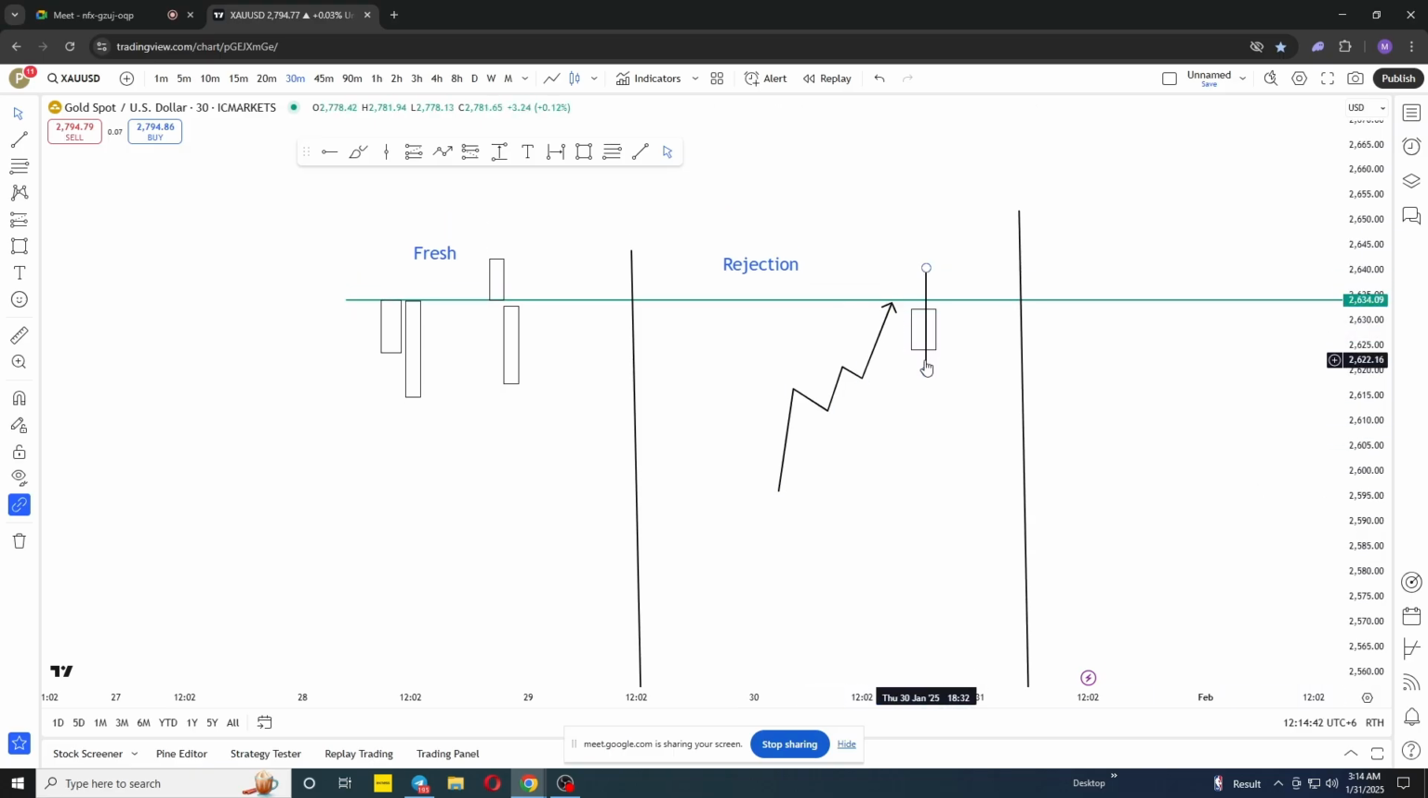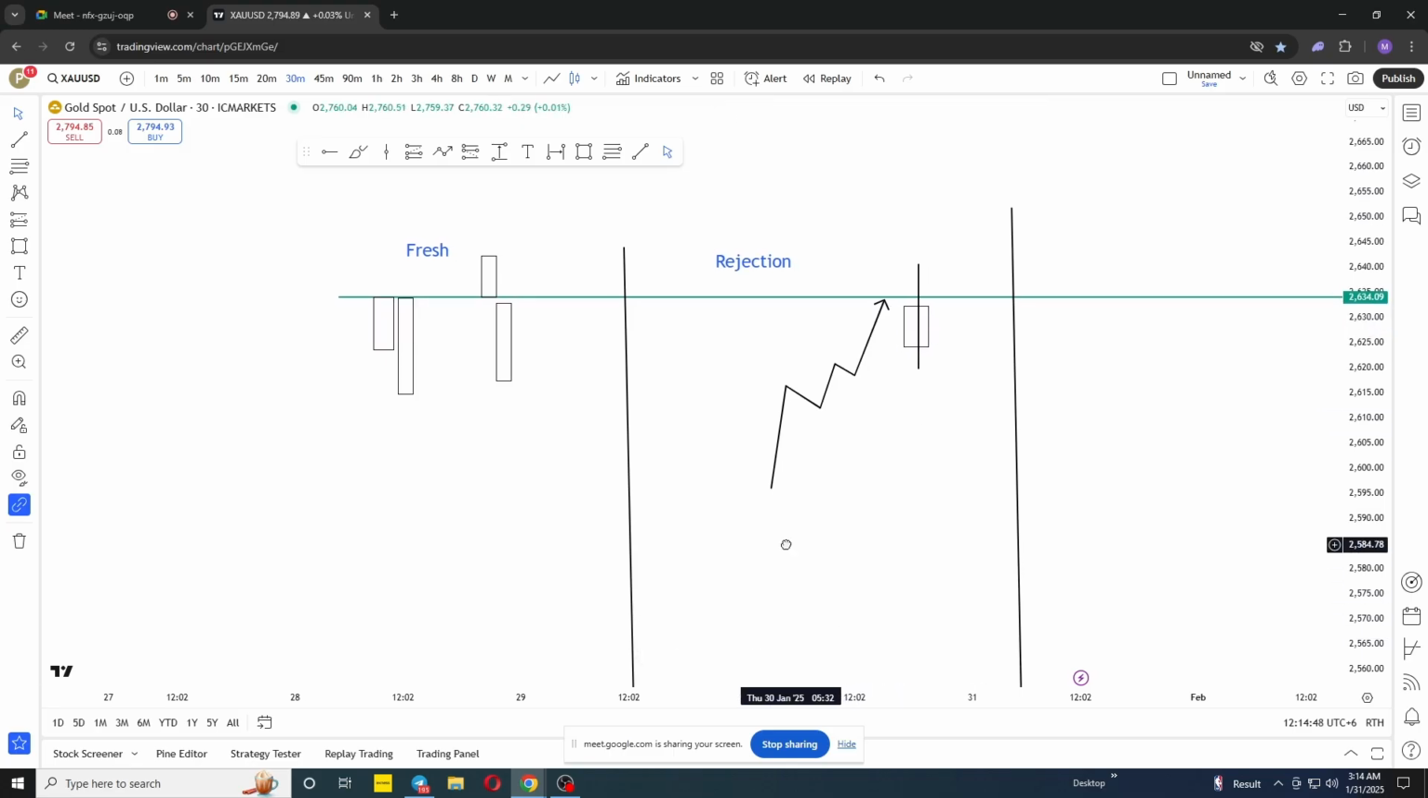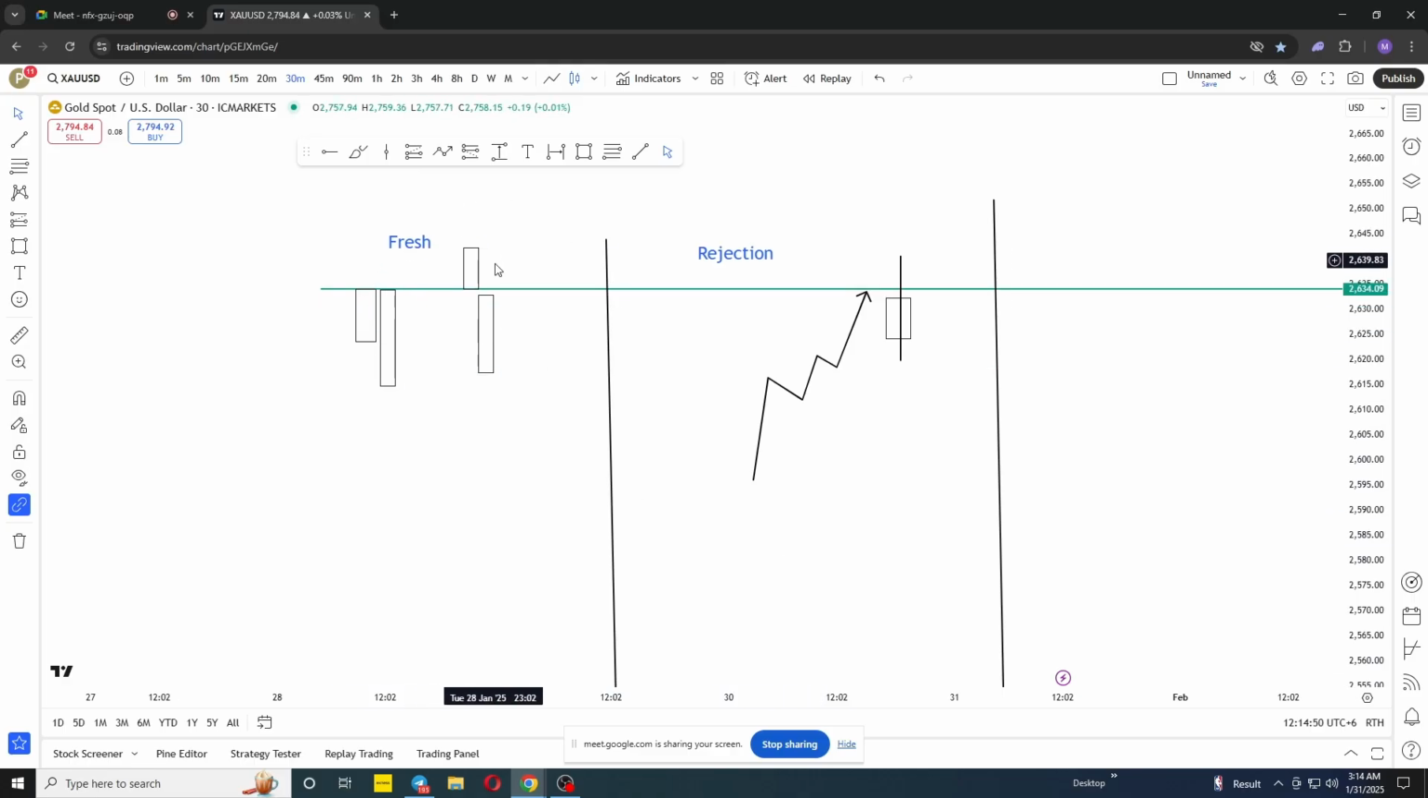Now, does the color of the rejection matter? The answer is no. It could be green or red, buy candle or sell candle, no issue. When you are watching the fresh level, like daily, and you see the rejection, then you go one or two time frames lower. There is something called time frame coordination. If you're working monthly, you can jump to daily or weekly. If you are watching weekly, you can jump to daily or H4.